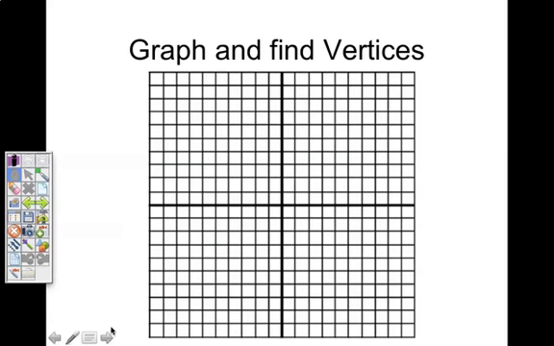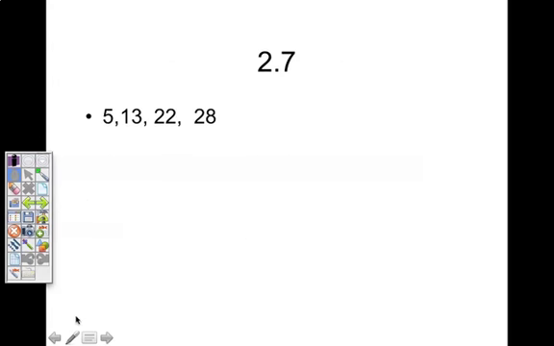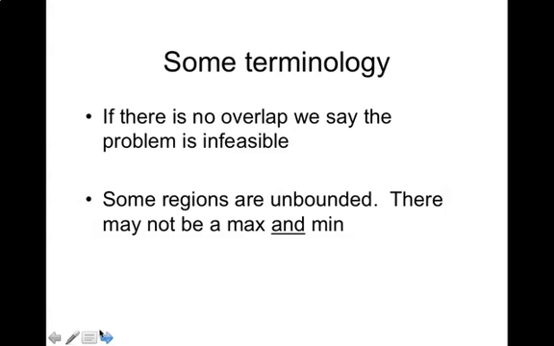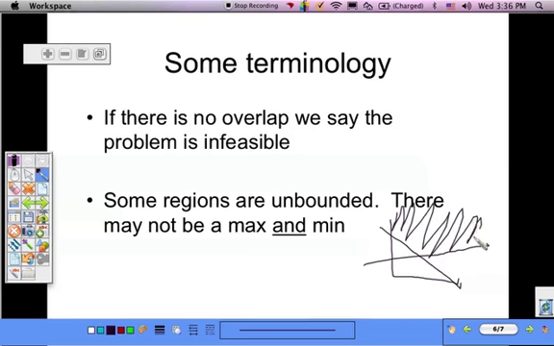Now, not all our graphs will have overlaps. If there's no overlap, we say the problem is infeasible. And some will be unbounded, such as if we had a graph here, and let's say here's our lines right here, and the intersection is up here. That's unbounded. If it was a profit one, their profit could keep on growing.